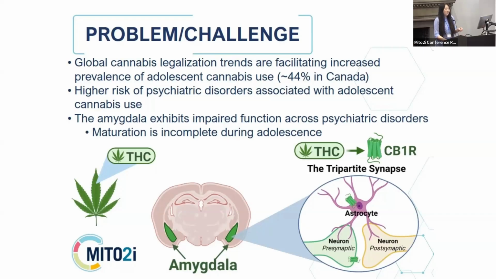And within the amygdala, the tripartite synapse, which is composed of the pre and post neuronal synaptic components and the astrocyte, together they tightly regulate neurotransmission to guide anxiety and fear behaviors. And THC, the psychoactive component of cannabis, can come into this network to activate cannabinoid type 1 receptors to elicit its acute and long-term effects and possibly disrupt neurodevelopment.